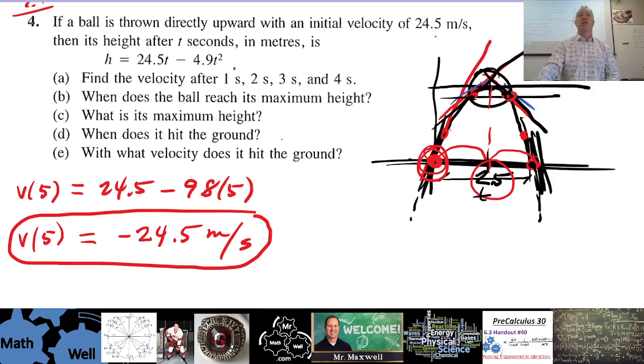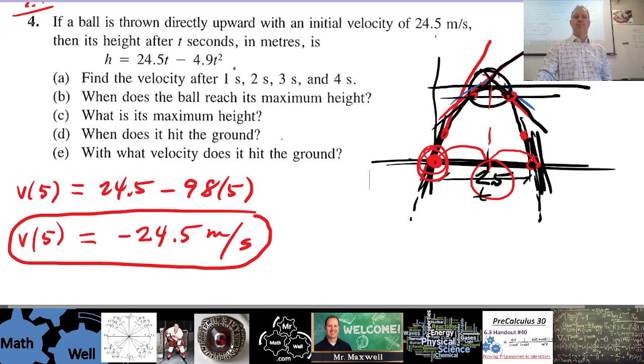Right? Because the same amount of time it takes for gravity to stop it up at its peak to zero is the same amount of time it's going to be acting on it to push it back down again, and so it'll come back to the exact same velocity. Okay? Again, not considering any air resistance, aerodynamics, that kind of thing.